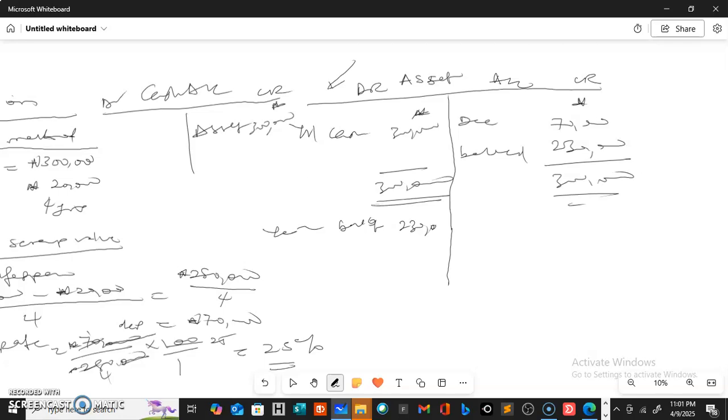Since we are using this straight line method, we adopt the same depreciation value of 70,000 naira. So 70,000 naira, the same 70,000. So the balance carried down again is 160,000. So this is how you're going to prepare your account.